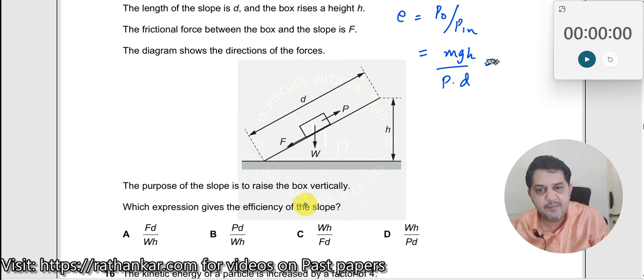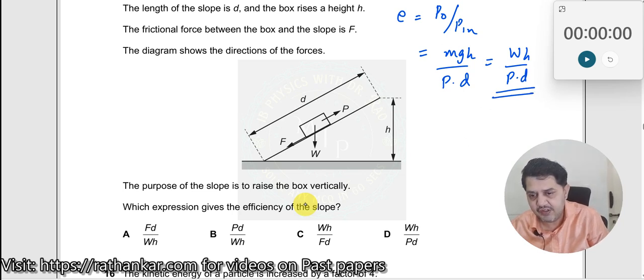So what is this mg? Mg is nothing but W into H, divided by P into D, will give you the efficiency. W into H by P into D, answer is D.